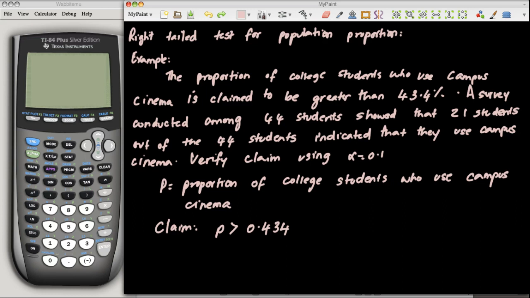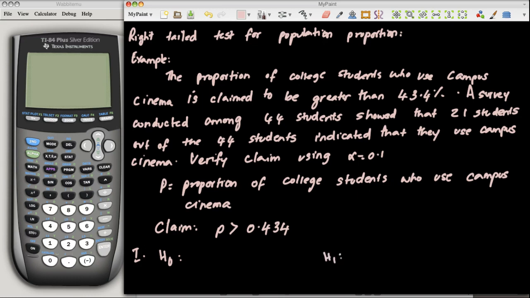We're going to start with what parameter we are testing for, which is P. P is the proportion of college students who use campus cinema, and the claim made about P is that P is greater than 0.434. Using this, we can obtain the definition where the null and the alternative can be decided upon.